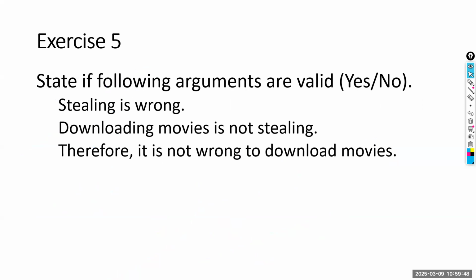Right, so this is an interesting question. Stealing is wrong. Downloading a movie is not stealing. Therefore, it is not wrong to download a movie. What do you think? Gut feeling. Valid. Valid. Yes. Valid. Anyone else?